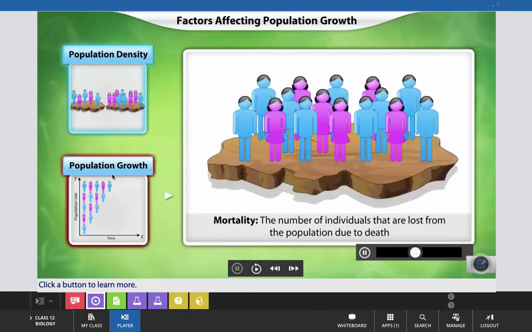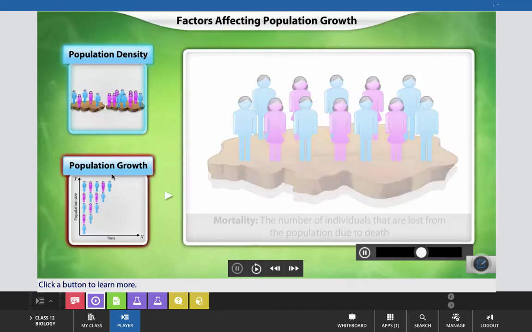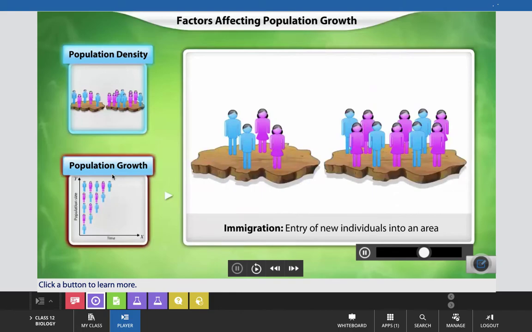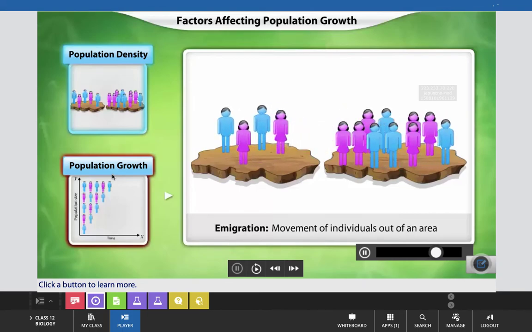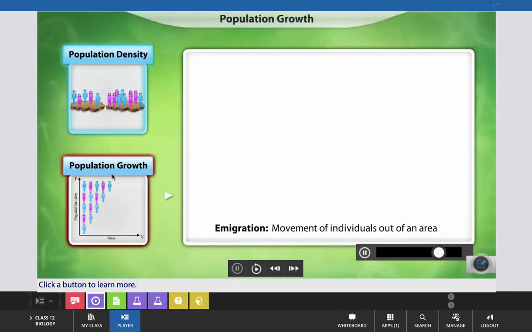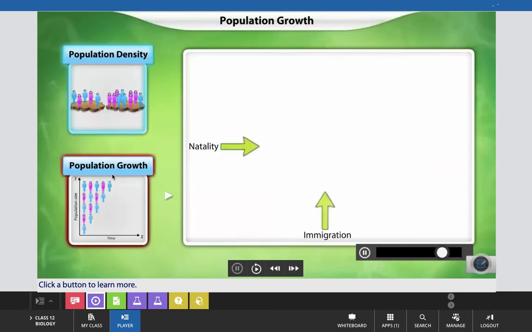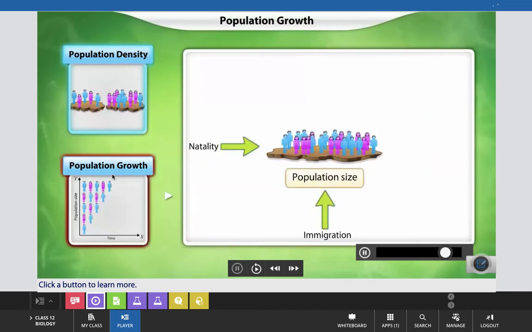Mortality is the number of individuals that are lost from the population due to death. Immigration is the entry of new individuals into an area. Emigration is the movement of individuals out of an area. Natality and immigration increase the population, while mortality and emigration decrease the population.